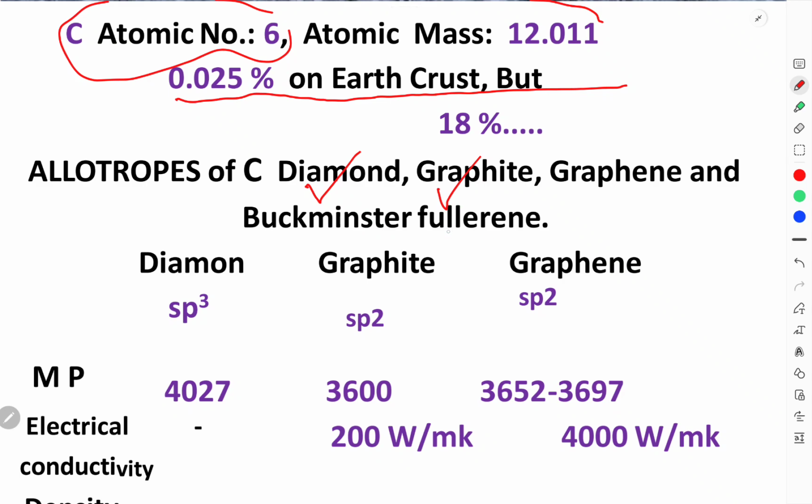allotrope of carbon was Buckminsterfullerene, a football-shaped carbon molecule which totally outdated the theory that sp2 hybrid carbon can only be planar. sp2 hybrid carbon can be spherical like a football, that was Buckminsterfullerene. But today my concentration is graphene.